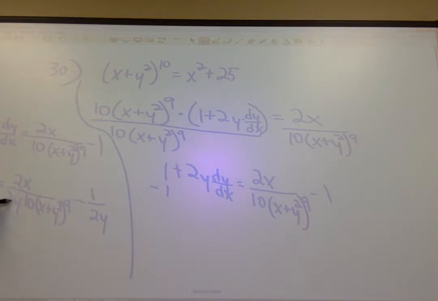Do you see why I left the 2y out here? I could cancel those 2's, couldn't I? And so I could probably make a nice last form. x over 10y times x plus y squared to the 9th minus 1 over 2y. I hope the back of the book wouldn't make one fraction. That would be ugly. I like that.